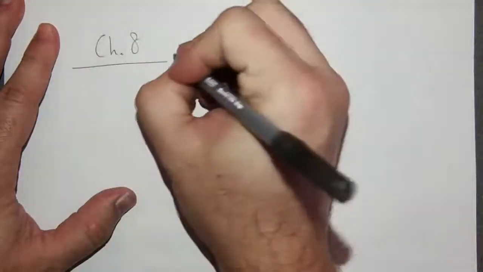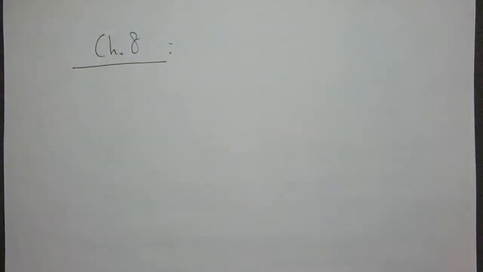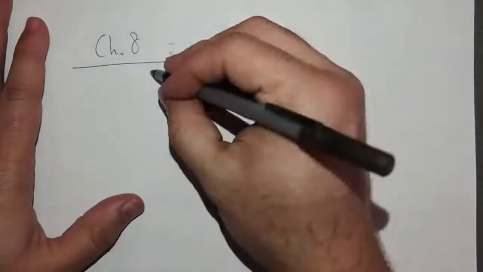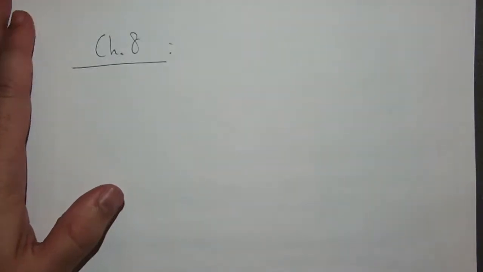So we're leaving behind the cryptography stuff. We'll return to it in a little bit, but first we have to get some more fundamentals going. So chapter 8 is called Fermat, Euler, and Wilson, and you'll see why.